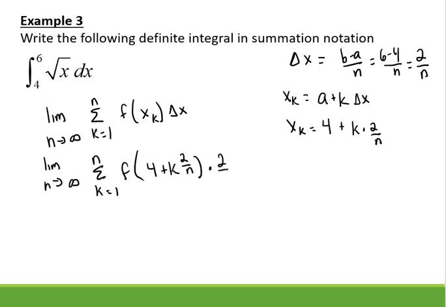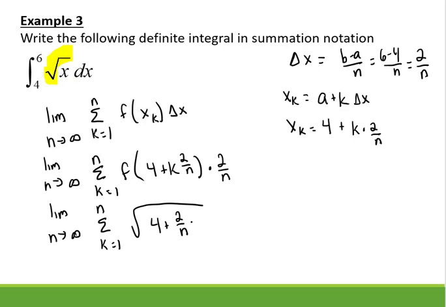Now what's the function? The function is the square root of x. So the square root of my x, that's 4 plus 2 over n times k. I just switched those around. I wasn't liking how it was looking there. And then times 2 over n. Okay, so that's writing stuff as going between the limits and the functions. And you're going to need to know how to do that.